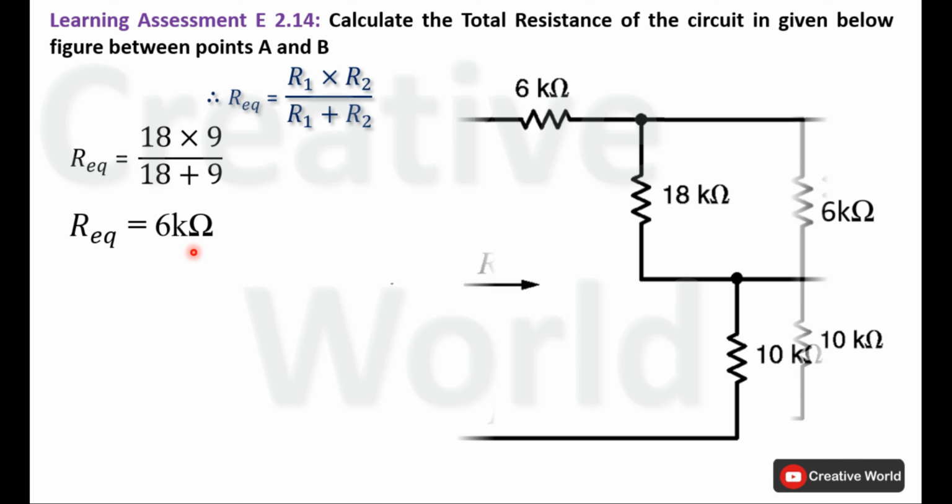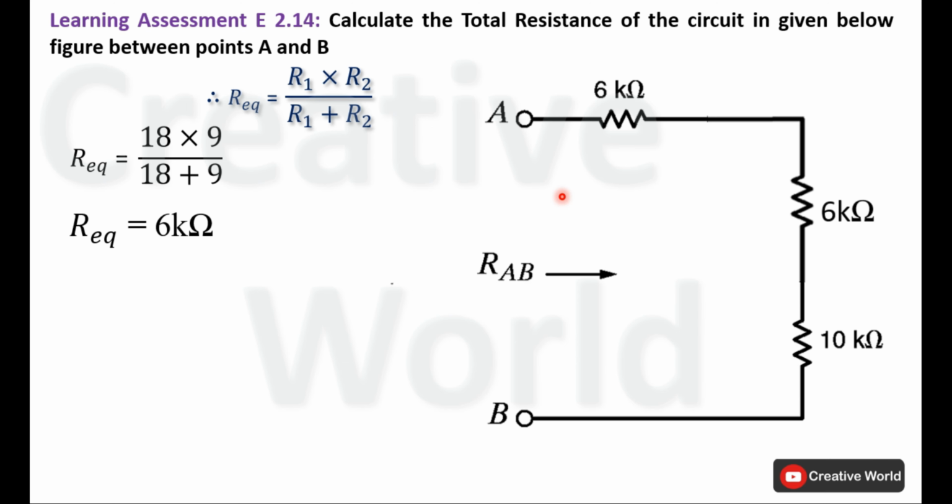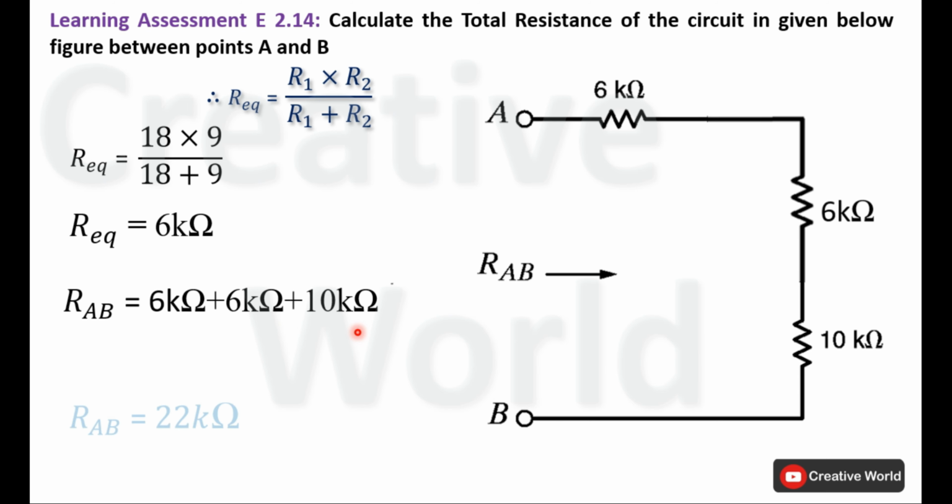So rearrange the circuit. Now if we observe, the circuit is converted into a simple series circuit. So we can calculate the value RAB. The value of RAB will be the sum of all these three resistances. That will be 6 kilo ohm plus 6 kilo ohm plus 10 kilo ohm. Add these resistances together to calculate the value of RAB, that is 22 kilo ohm.